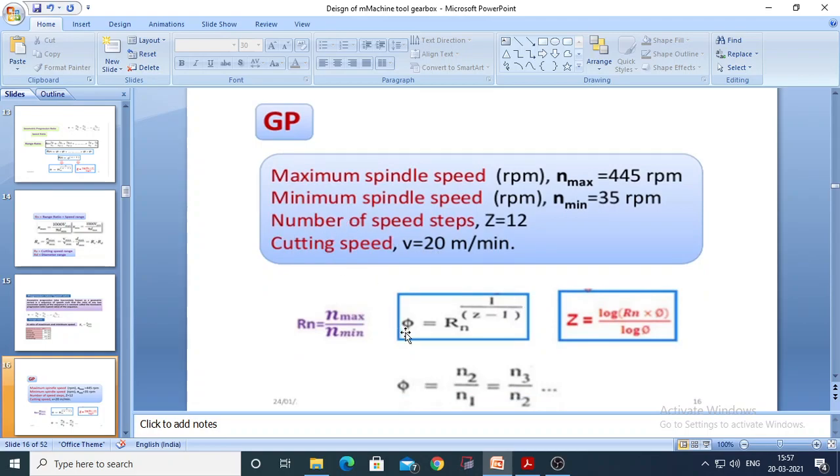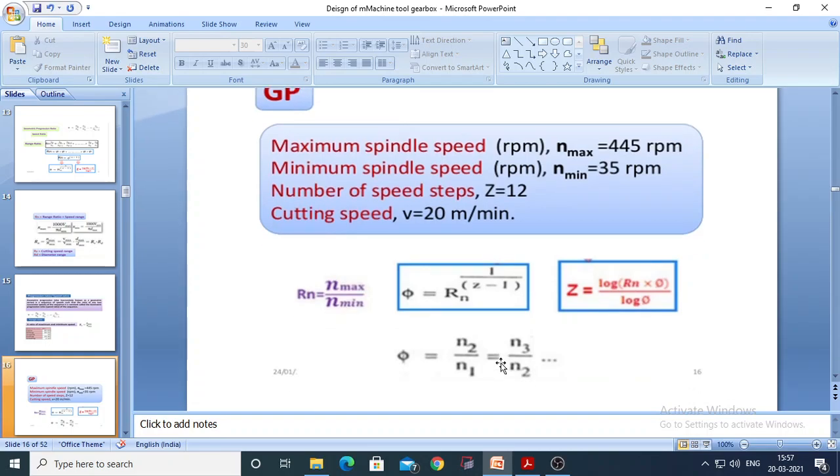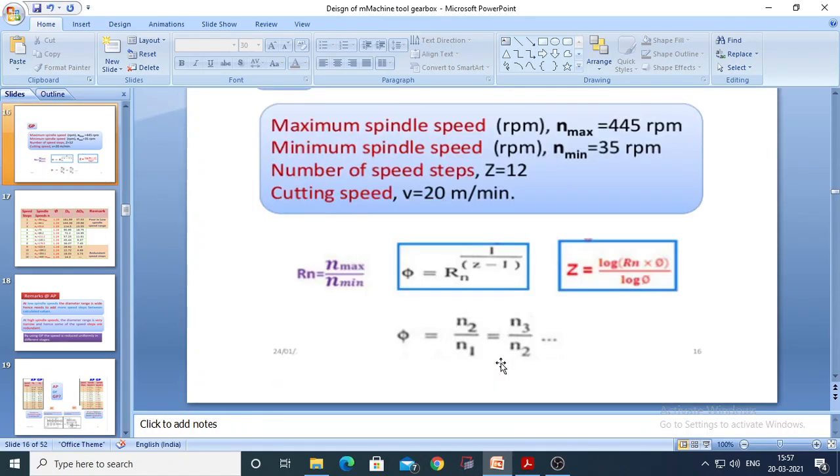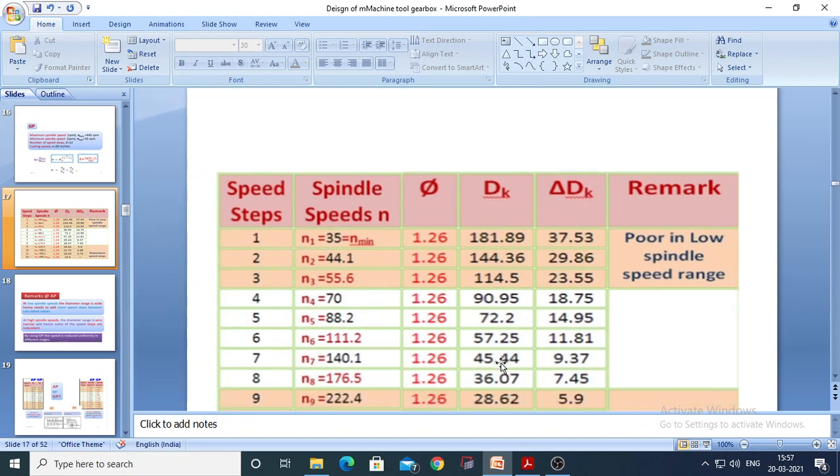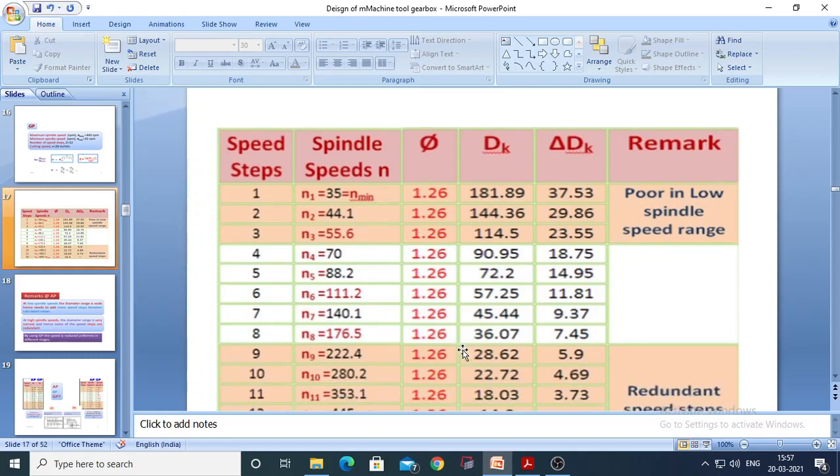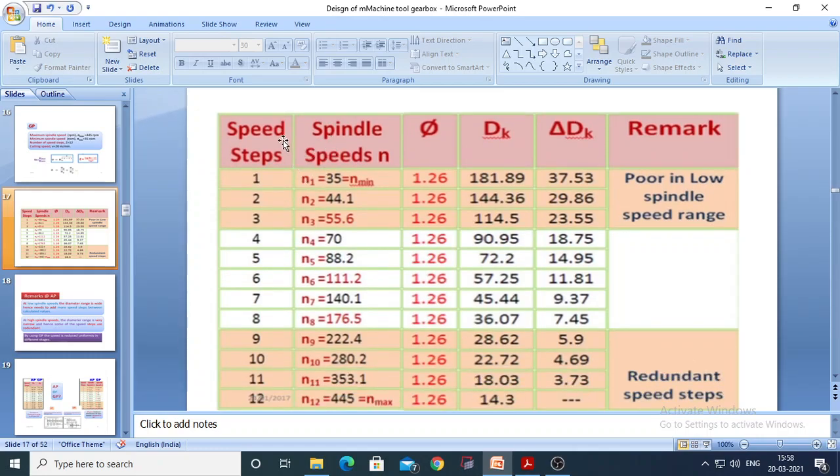Then see how to calculate the Rn: n max divided by n minimum, or you can use the simplification formula, phi is equal to Rn raised to 1 divided by z minus 1. Phi is nothing but the ratio of n2 divided by n1, or n3 divided by n2, and so on. Here again the number of spindle speed steps is given as 12, minimum speed is 35, maximum speed is 445.